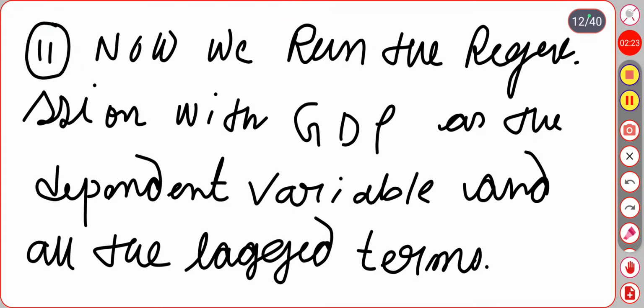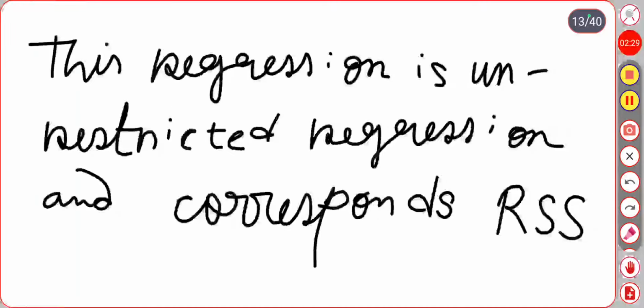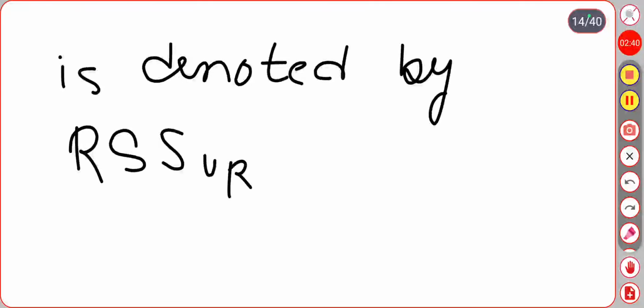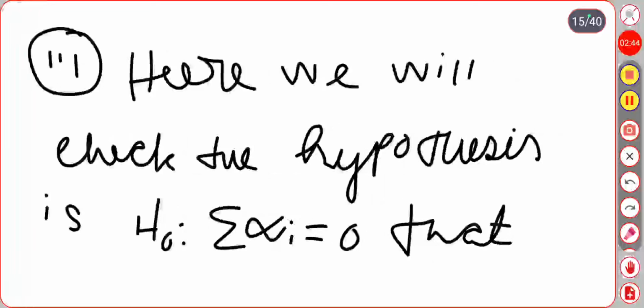The other is the unrestricted residual sum of squares. Now we run the regression with GDP as the dependent variable and all the lag terms considered here. This regression is known as the unrestricted regression, and the corresponding residual sum of squares is denoted by RSS_UR. RSS means residual sum of squares.